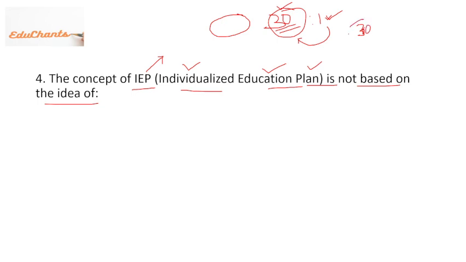That means the whole 30 students are a common group, but you have to focus on every child. So you have to plan accordingly. That is why it is called an individualized education plan. When we plan according to every individual of the group, it is known as an individualized education plan. So the concept of individualized education plan is not based on the idea of what?